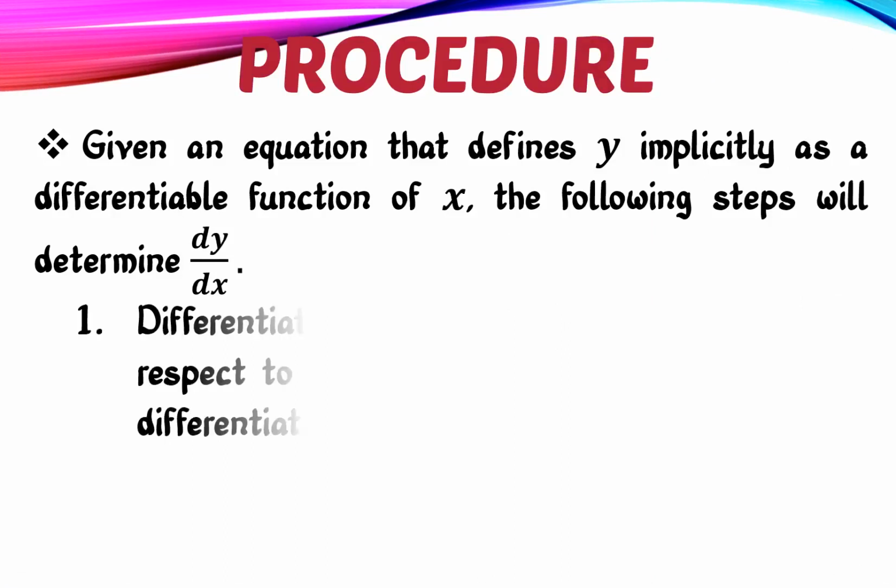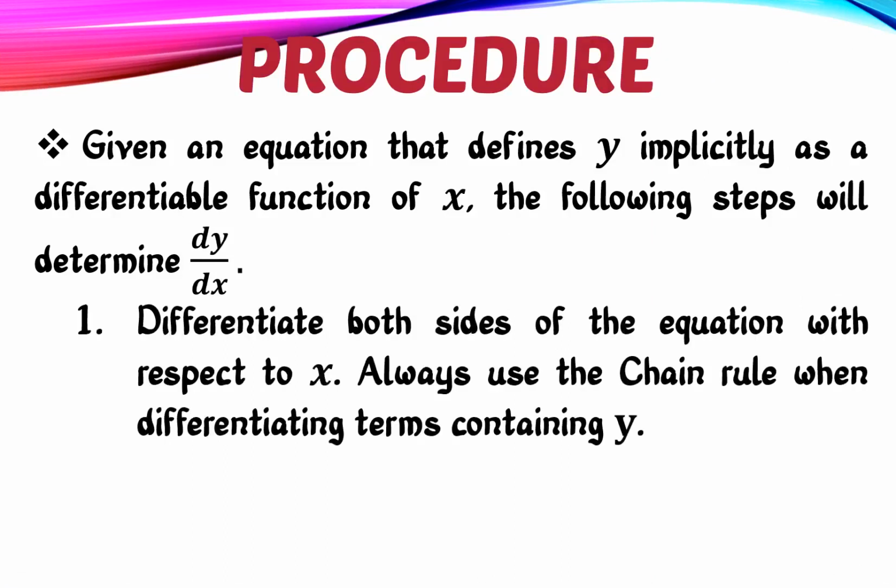And this will be the procedure. Given an equation that defines y implicitly as a differentiable function of x, there are two steps to follow in order to solve for dy/dx. First, we have to differentiate both sides of the equation with respect to x. Always we can use the chain rule when differentiating terms containing y. And the second step is to solve for dy/dx.